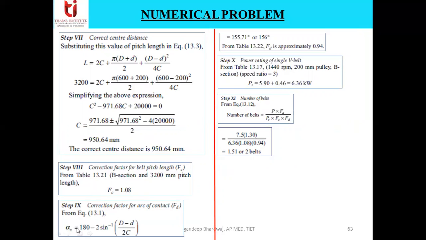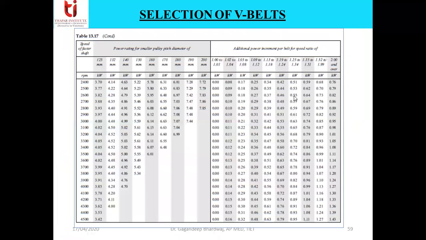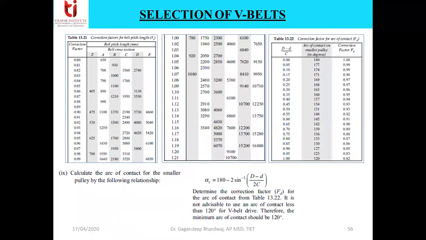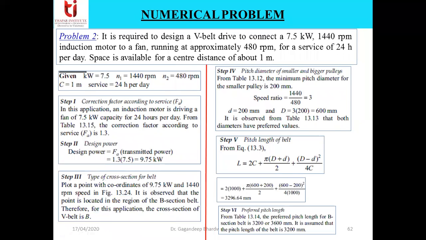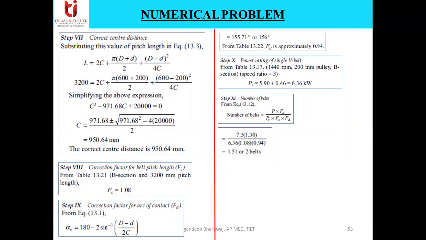Now we will calculate alpha s. This is the angle on the smaller pulley. Once you calculate the angle, it comes out at around 156 degrees. 156 is lying between 154 and the next value, so according to that, this correction factor is around 0.94. So the correction factor for the angle on the smaller pulley is 0.94.